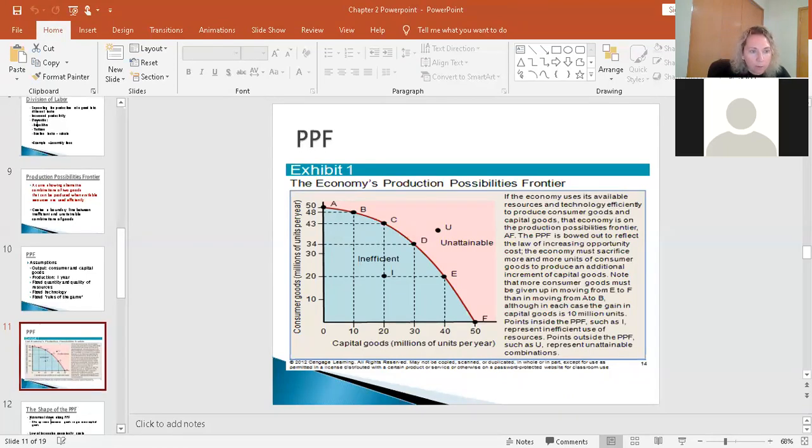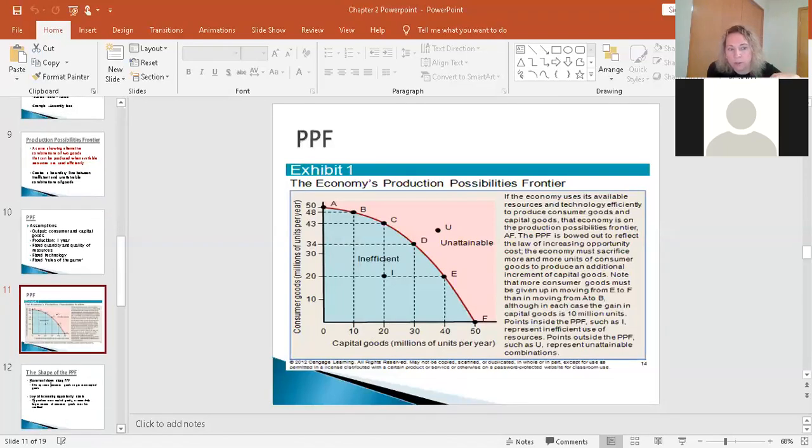All right, so I'm going to toggle back and forth between this slide and a couple of the next slides, just so you can continue to see the visual of the PPF.